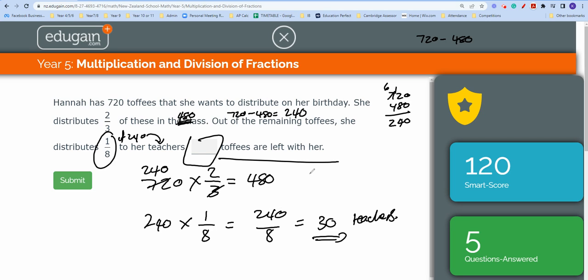How many toffees are left with her? I've given away 480 to the class and 30 to the teachers. All right, I had 240 left and I minus 30 now. So I got 210 toffees left. Type agree if you agree. 210, and let's see if it's correct.